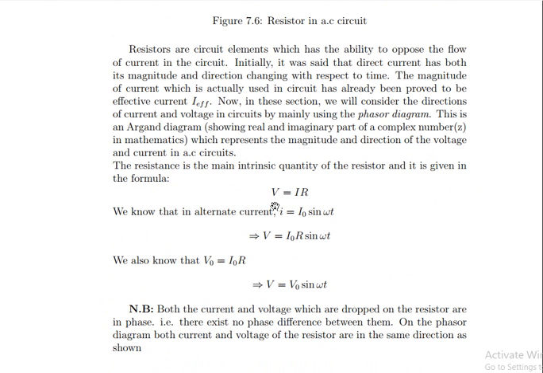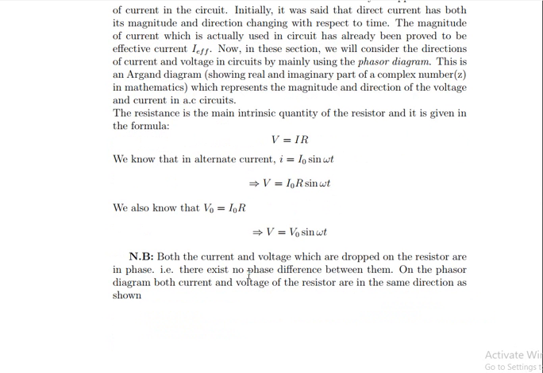In the case of resistors, you know that by Ohm's law, voltage is going to be IR. So you see that I is equal to I0 sine omega t. So our voltage is going to be equal to I0 R sine omega t. I0 R is given as V0. So V is going to be equal to V0 sine omega t. So this is the value for voltage, and this is the value of current.